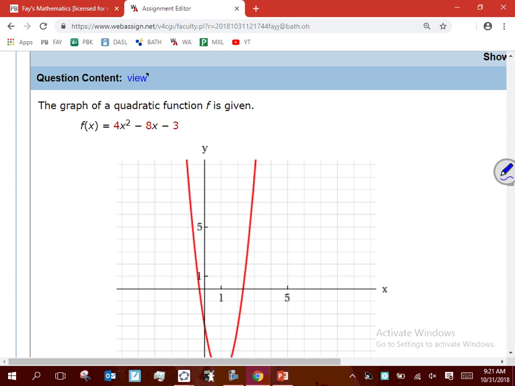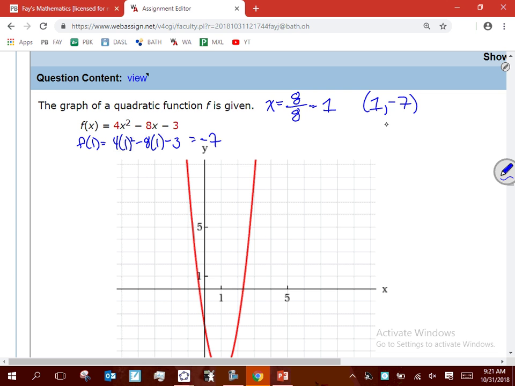So let's put this in vertex form real quick. x is equal to the opposite of b over 2a. So the x coordinate is 1. If I evaluate this at 1, 4 times 1 squared minus 8 times 1 minus 3 gives me 4 minus 8 minus 3, which is negative 7, right? So my vertex is located at (1, negative 7).